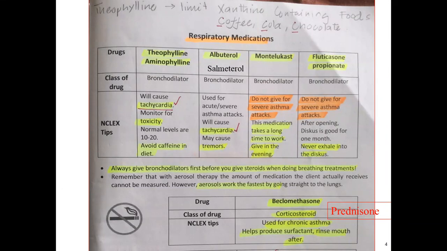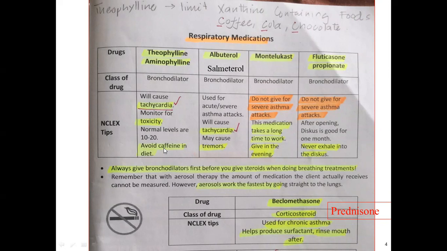So this medication has a narrow therapeutic index, so there is a chance to develop toxicity, and we need to monitor the serum level. The normal therapeutic level is 10 to 20. So theophylline is a xanthine derivative. When your patient takes theophylline, it is good to tell them to limit xanthine-containing food. What foods contain xanthine? Like coffee, cola, chocolate. So it is good to avoid caffeine, cola, or chocolate in the diet.